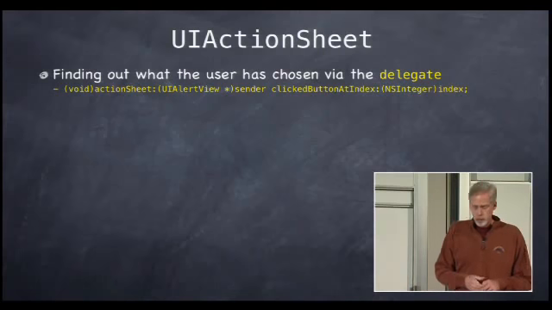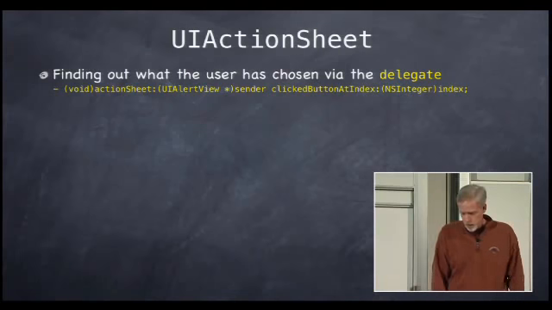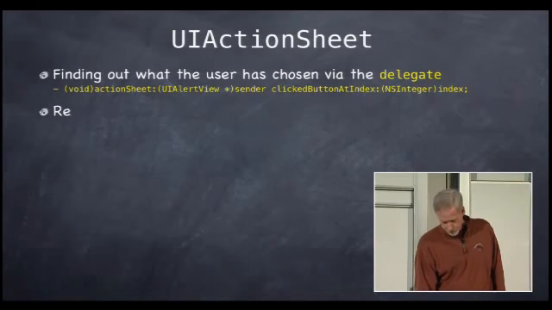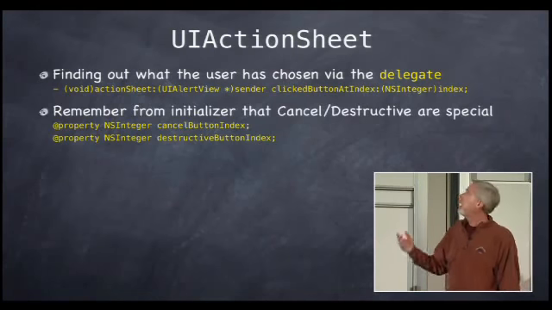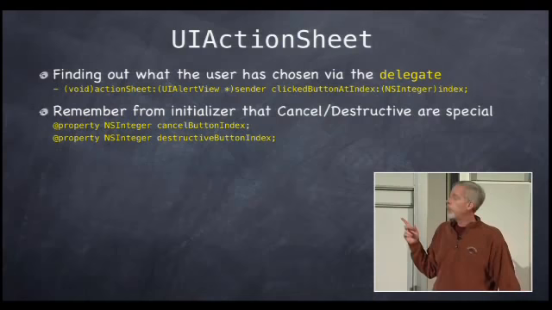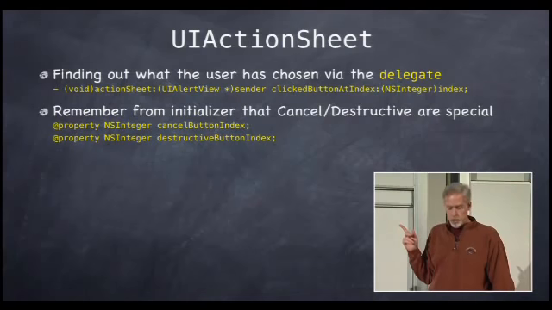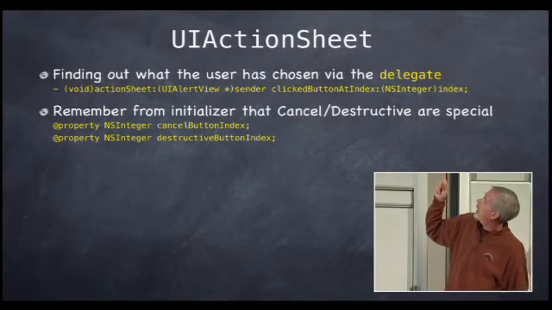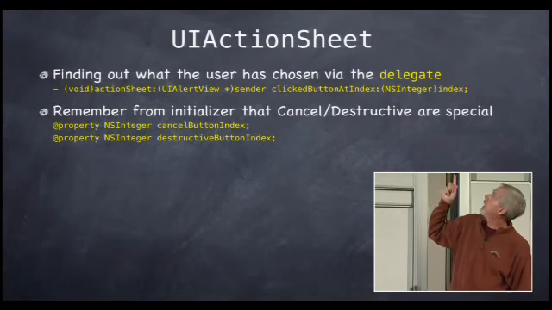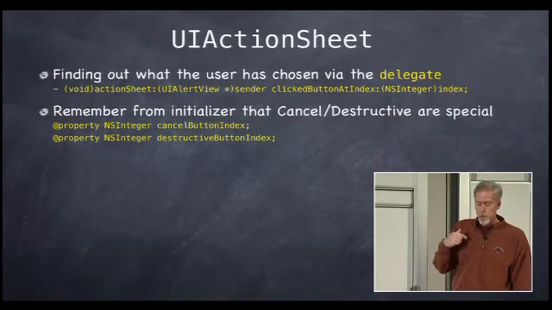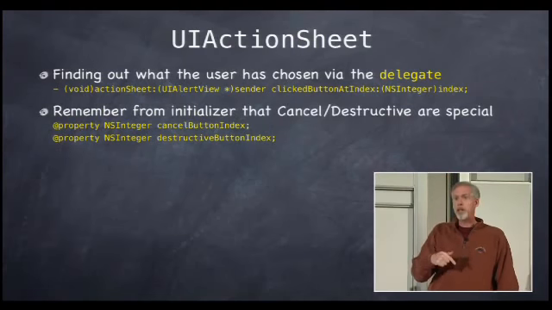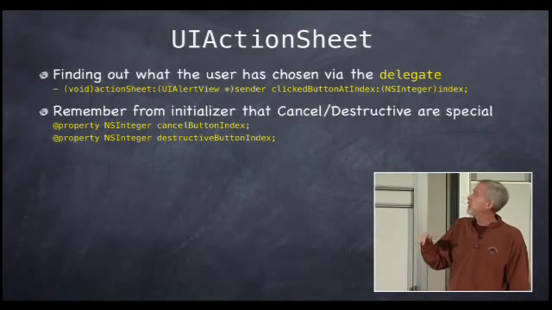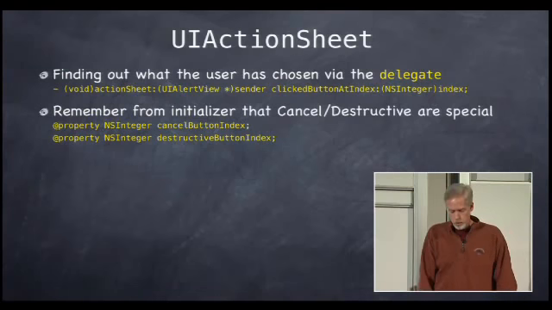There are a few other delegate methods. You can look them up. One is dismissed with index, etc. Remember that the initializer had cancel button and destructive button index specially called out, and here's how you get those. You ask the action sheet for these properties. Usually you're doing that in your delegate when you get the message above, because you're getting an index there. You want to compare that index against the cancel button index to see did the user cancel, or compare it against the destructive button index before you do something destructive.